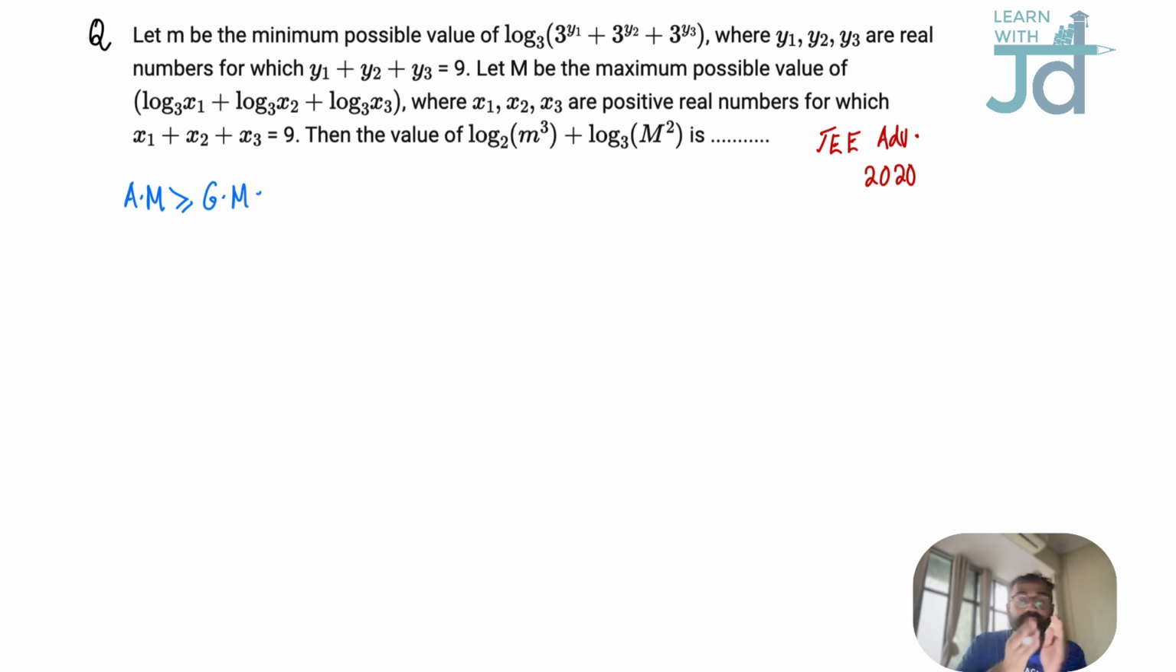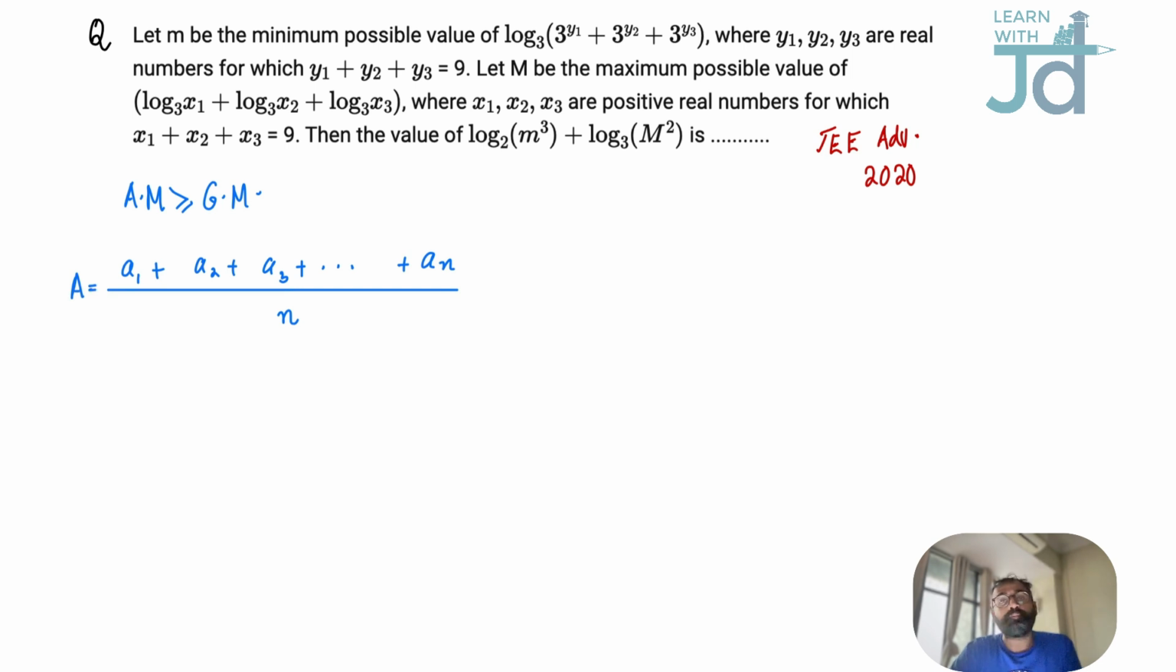AM is arithmetic mean. The arithmetic mean of, here we have 3 quantities actually, but we can even go for n quantities. So the arithmetic mean of n numbers, suppose A1, A2, A3, and there are n numbers. We take the sum of these n numbers and divide it by the number of quantities, that is n, as I've told. So this is the arithmetic mean of n numbers.